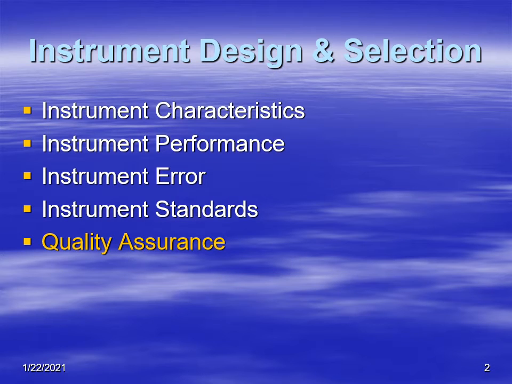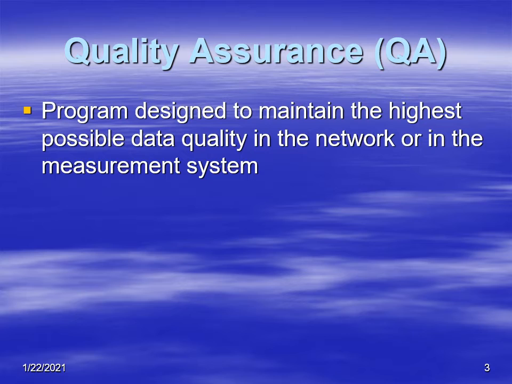In this video, we're going to talk about how to make sure you get quality data from a research project or any other project. So it's quality assurance. Quality assurance, by definition, is a program that's designed to maintain the highest possible data quality in the network or in the measurement system. You want good data, and there are steps to collecting good data. We're going to go through the steps now.